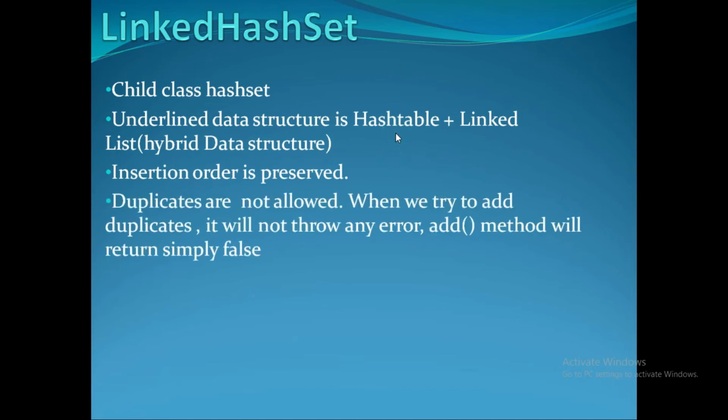The next one is duplicates are not allowed. This is the core feature, right? This is the contract given by set. Whenever we want unique elements we should go for the set. That's why in linked hash set also duplicates are not allowed. But when we try to add a duplicate, it will not throw any exception or error. It will simply return false, meaning whatever the insertion operation you perform for the duplicate element, it simply returns false. It will not throw any exception.